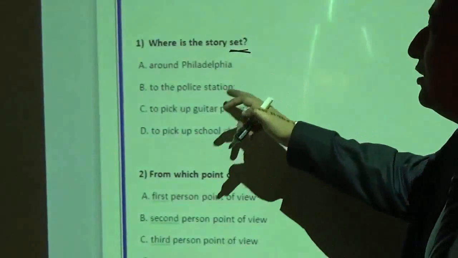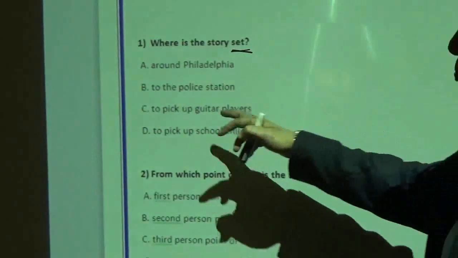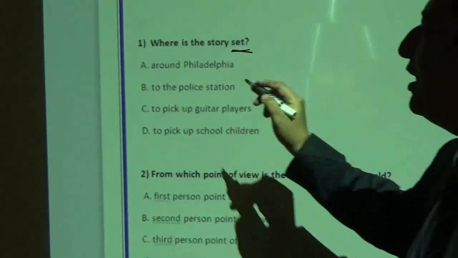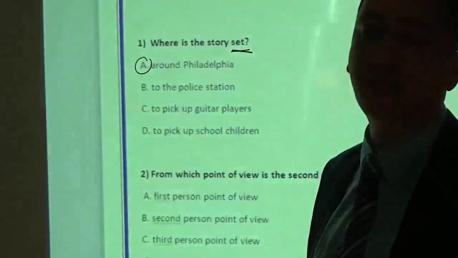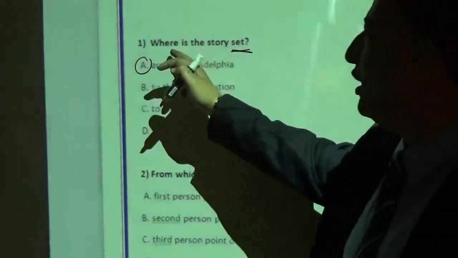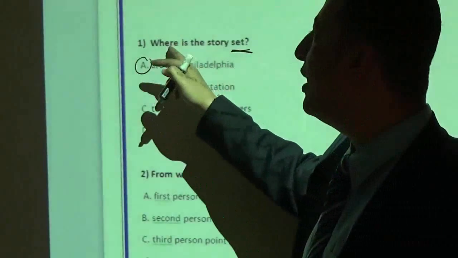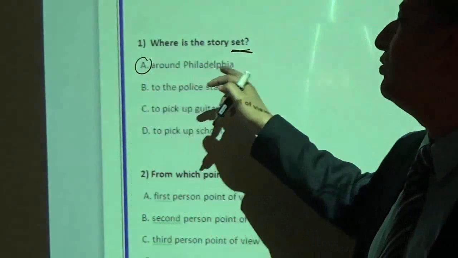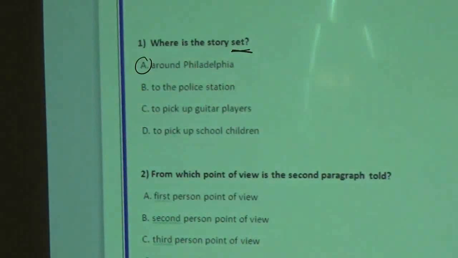Around Philadelphia, to the police station, to pick up a guitar player, to pick up school children. Where? It's around Philadelphia. That's right. Okay? Here we are asking about a place. Where? So we are going to speak about place. That's right. Around Philadelphia. Next question.